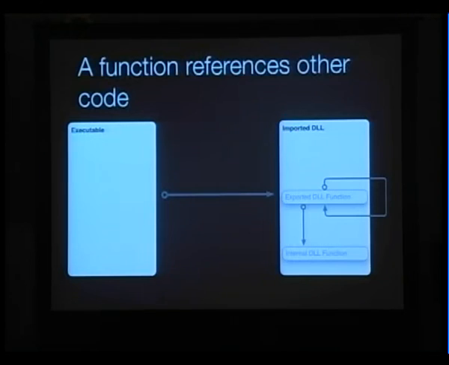The exported function will reference other functions within the DLL, and that arrow to itself is because it will have conditional jumps pointing within itself and everything. It's a normal function, it will call other things. We will use that in a second. So that would be how it would look, right?